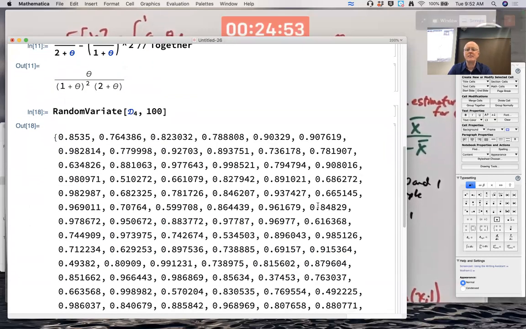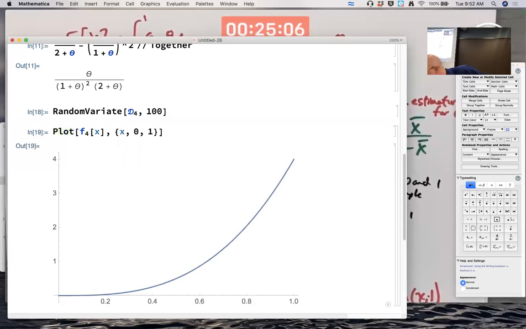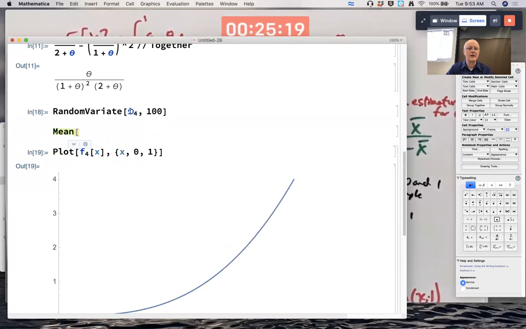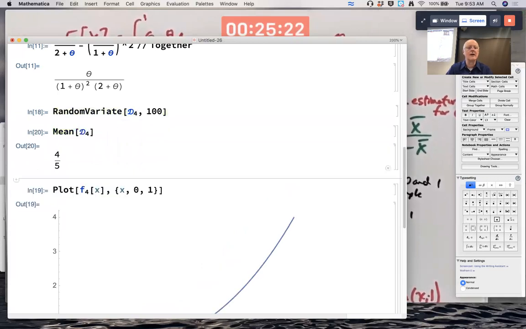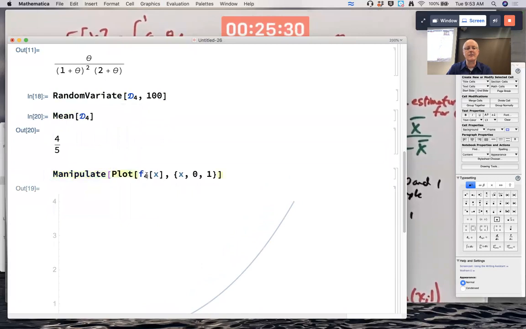What does the PDF look like when theta is 4? There it is. Left skewed distribution, long left tail, but because the PDF's higher close to 1, most of the data is going to be close to 1. The mean is going to be close to 4/5. You might wonder also, how does theta affect the graph? I could make a Manipulate.